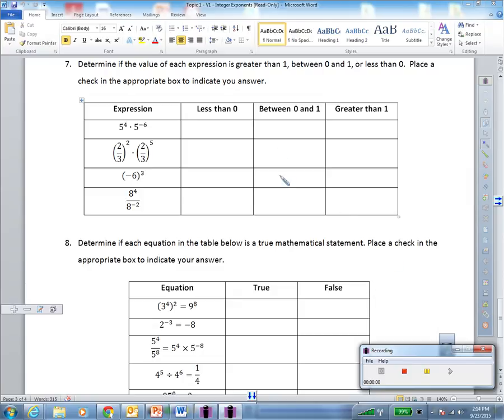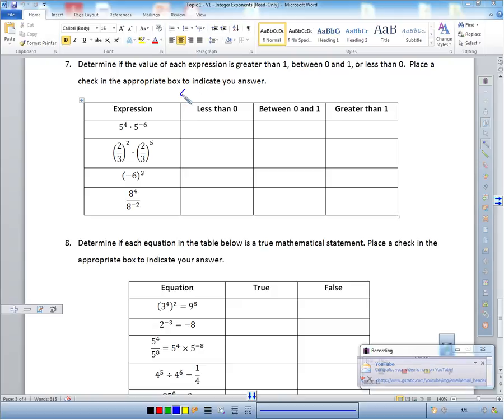Class, so this is the back side of try 1 of your exponent assessment. So let's start with number 7. And before you start anything, make a number line right at the top. And I want you to label 0 and label 1.